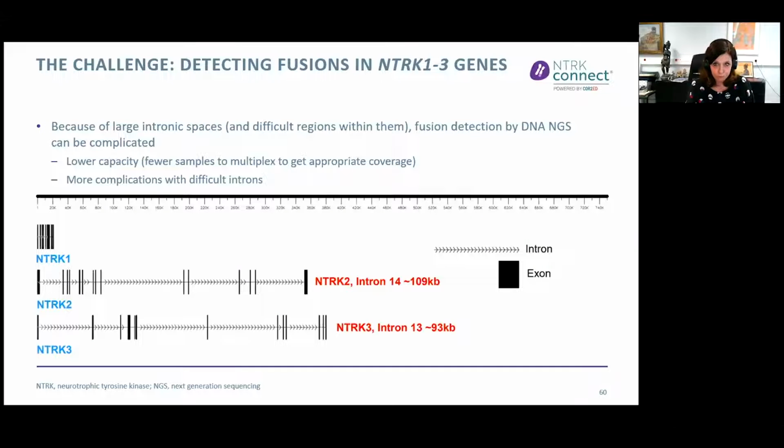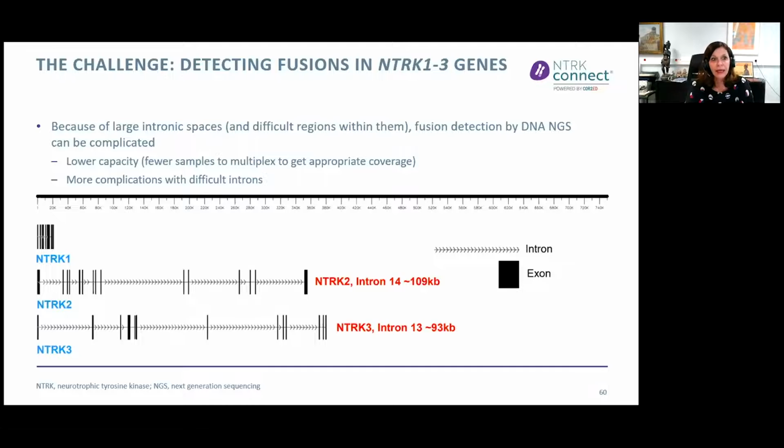So NGS, as I said previously, you can see here NTRK1. We have very few introns, but NTRK2 and NTRK3 have extremely large intronic spaces. This can be a problem because we will have to go through those introns. It's a complexity for sequencing, and we need also to multiplex to get appropriate coverage. And it's a nightmare in liquid biopsy, those large intronic areas for NTRK2 and NTRK3, because of the quality of circulating DNA.